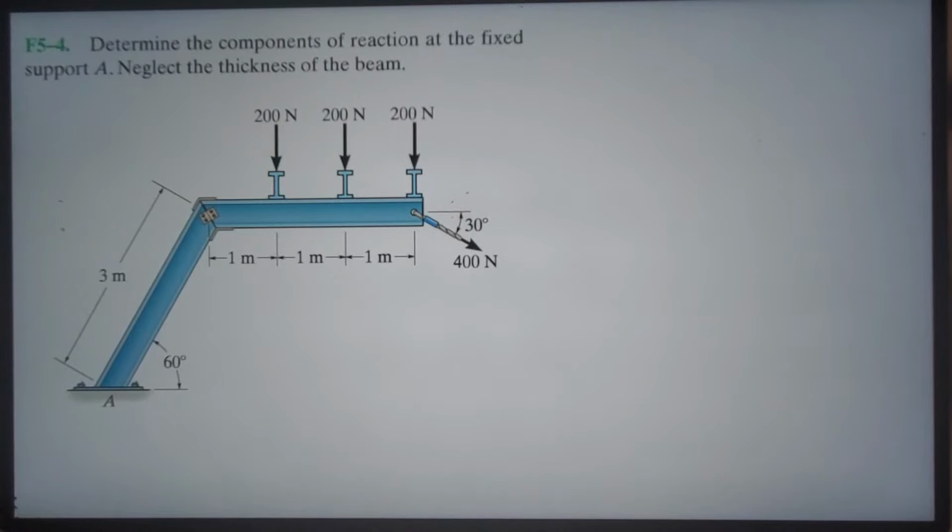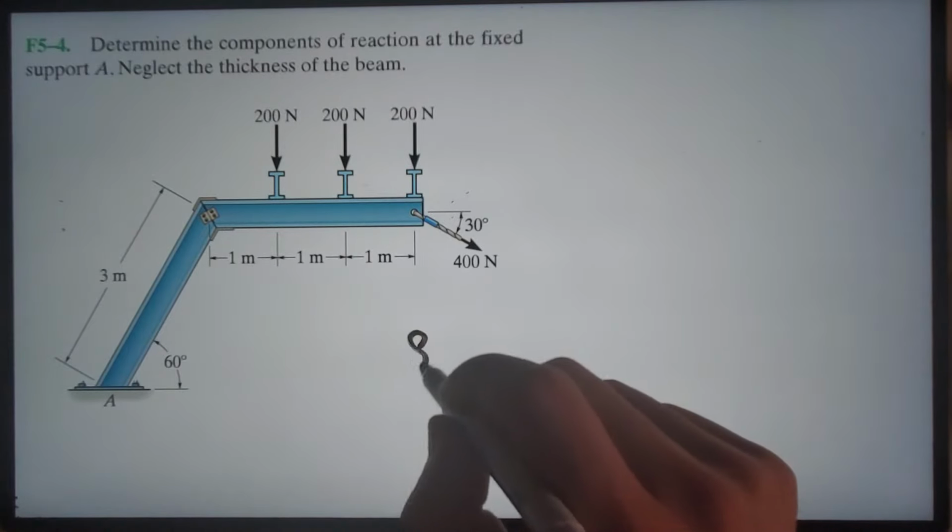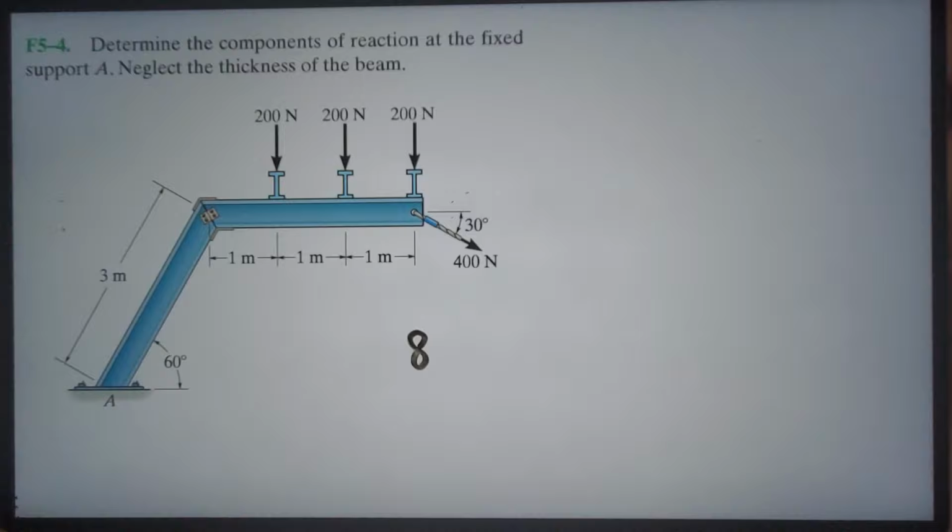This is chapter 5, problem number 4. The lucky number for this problem is number 8. This is your lucky number.